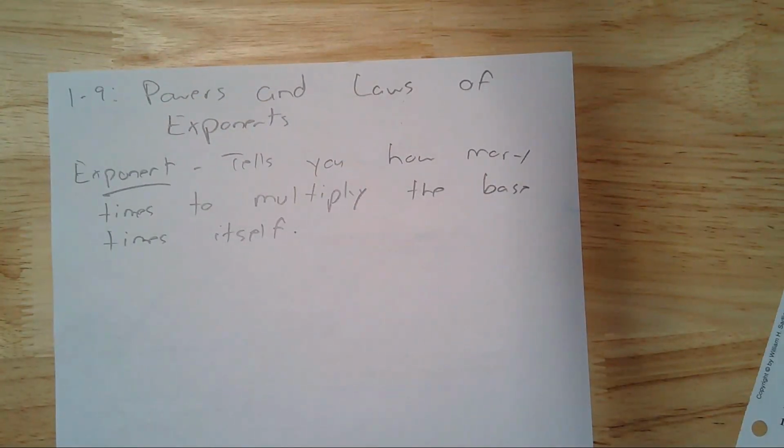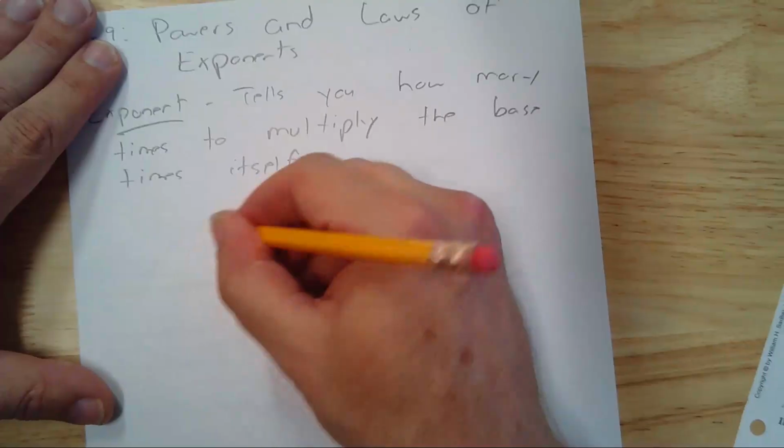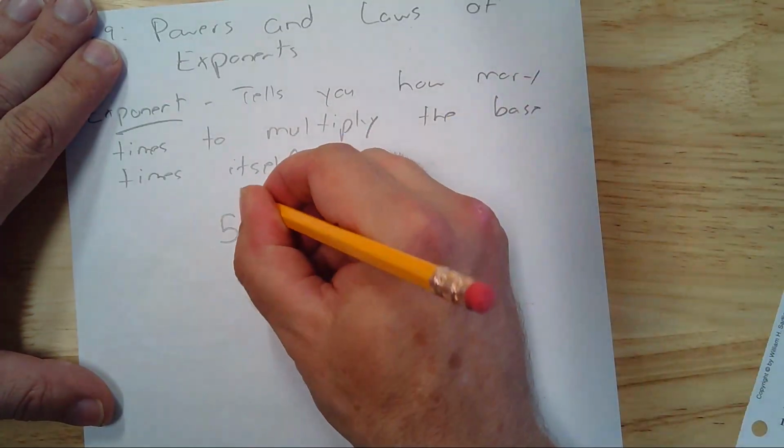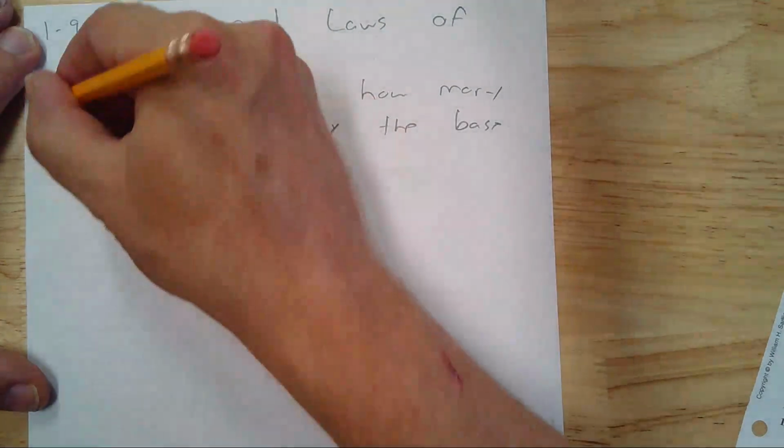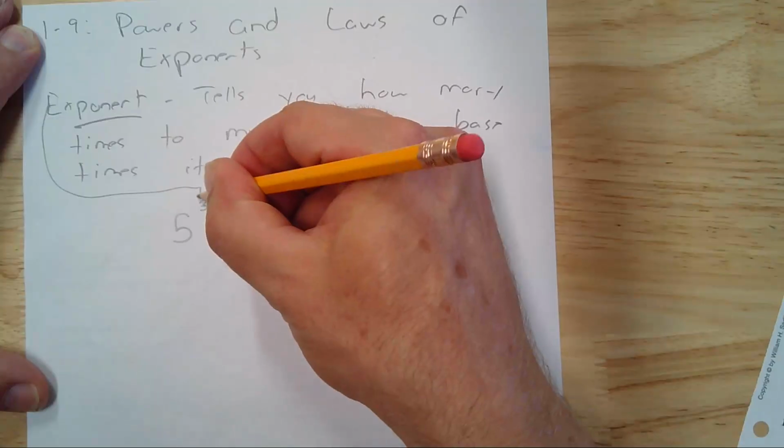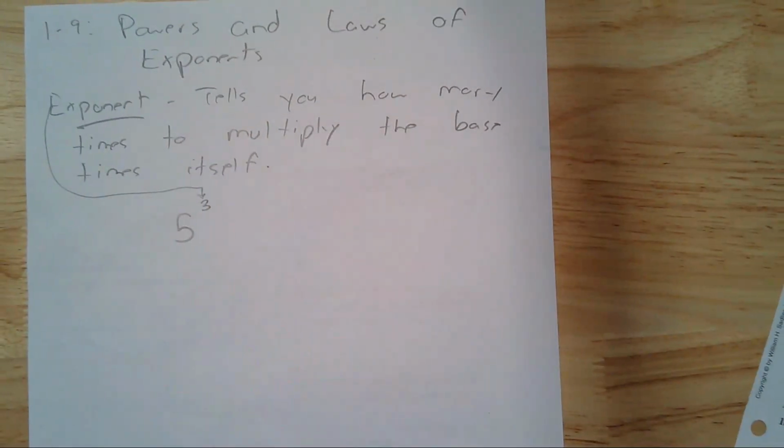So I'm going to write out 5 to the third power, like that. So the exponent, that is the tiny little number right over there. That's your exponent. Can we still be in our definition? Yes, I'll let you know when to switch to notes. We'll be here for a bit.